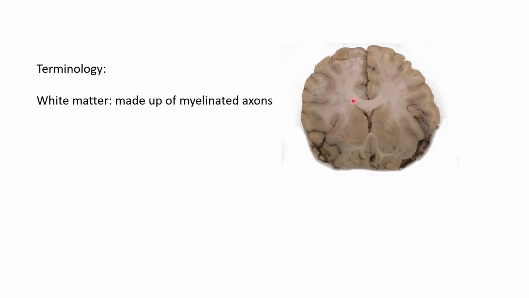The white matter here is actually made up of myelinated axons. So parts that contain a lot of myelinated axons appear lighter in color, and that is what is commonly referred to as the white matter. And these other parts contain the cell bodies and the dendrites of neurons. So this is what is referred to as the gray matter.